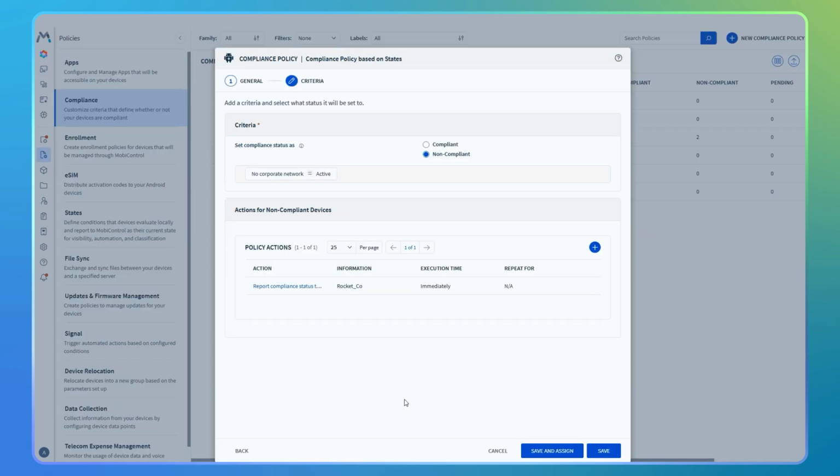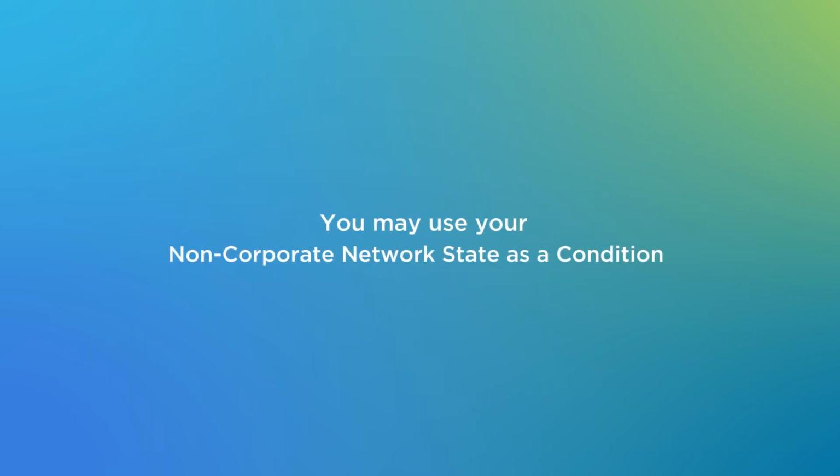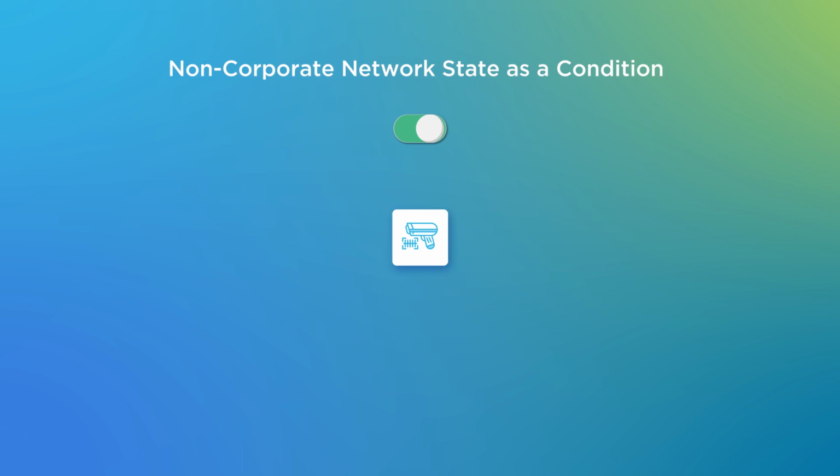State policies can also play a key role in automation. In a compliance policy, you might use your non-corporate network state as a condition. When that state becomes active, the device can automatically be marked as non-compliant, triggering the appropriate compliance actions.